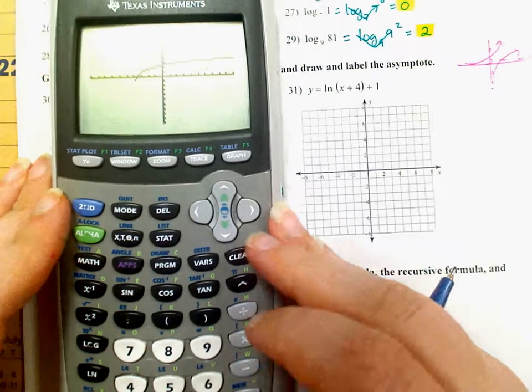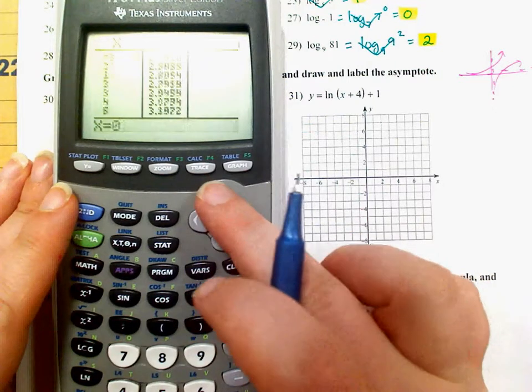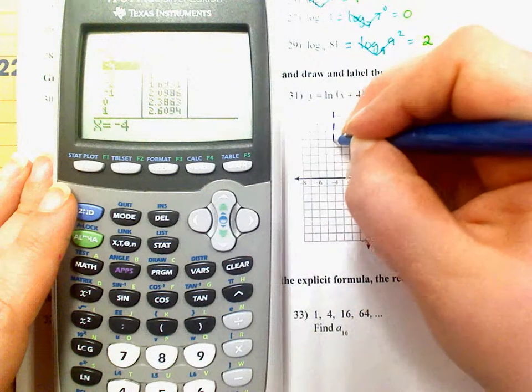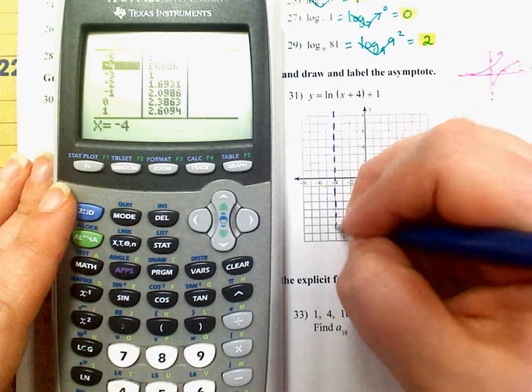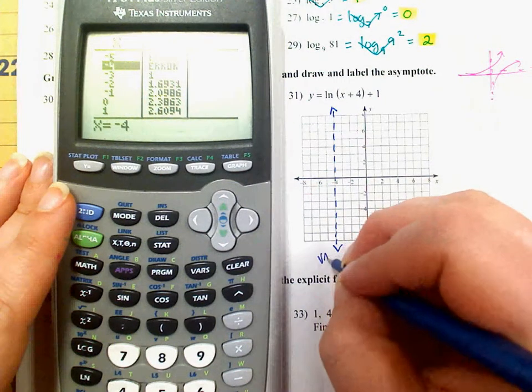And if I go to the table, then I see that negative 4 is the first error message. That is in fact my vertical asymptote. So I'm going to draw a dotted line, my vertical asymptote at x equals negative 4.